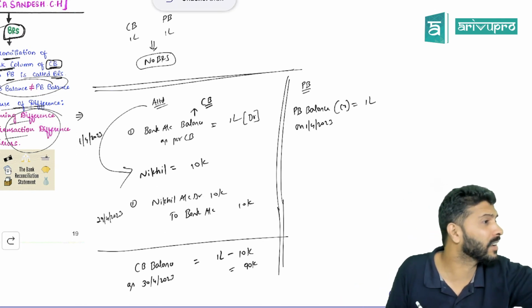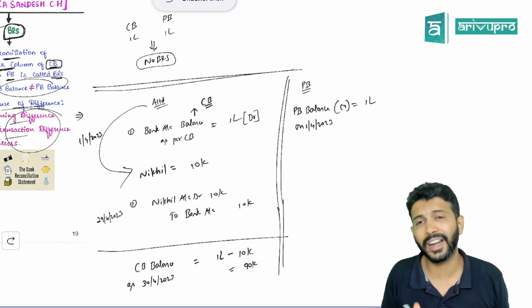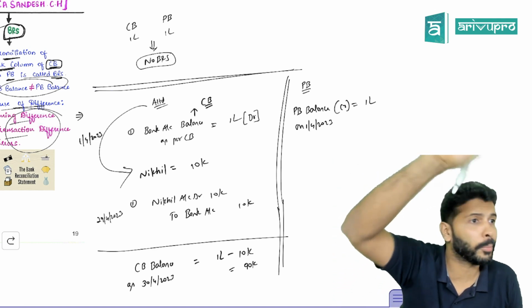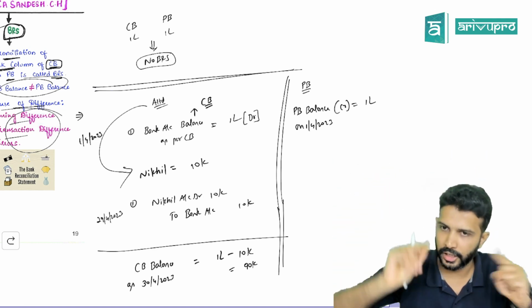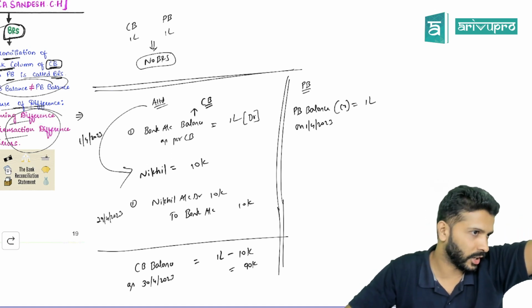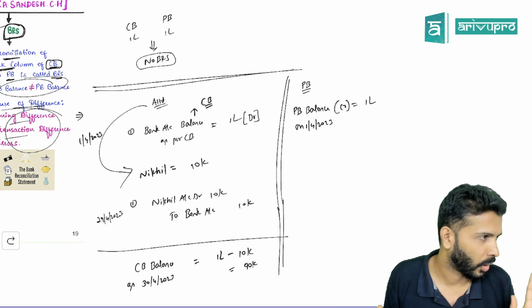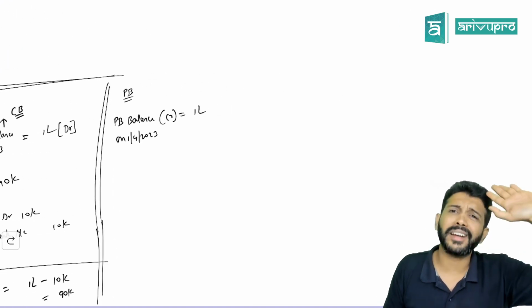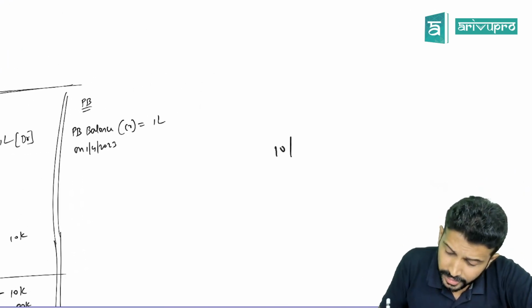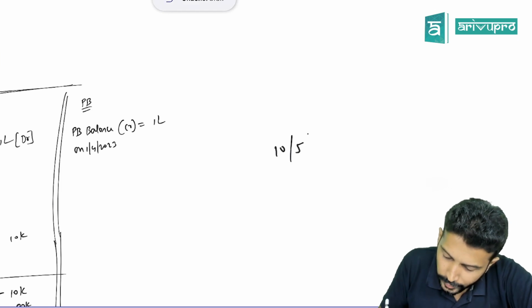I gave him what now? I gave him cash or I gave him check? Check. Will it get automatically cleared or does he have to deposit that check in his bank account? He has to go to the bank and deposit that check. But unfortunately or fortunately, he is busy. He went and deposited that check only on 10th May 2023.